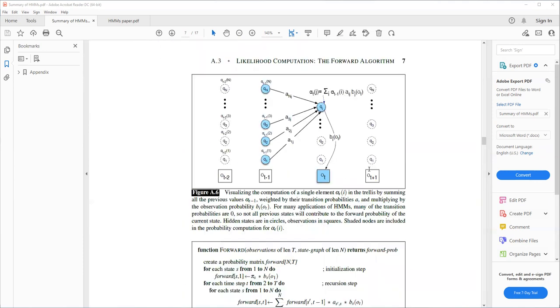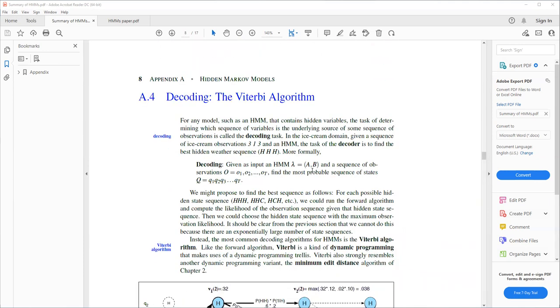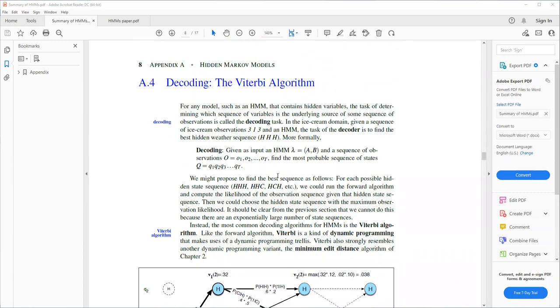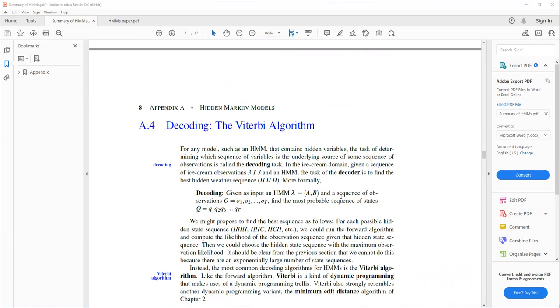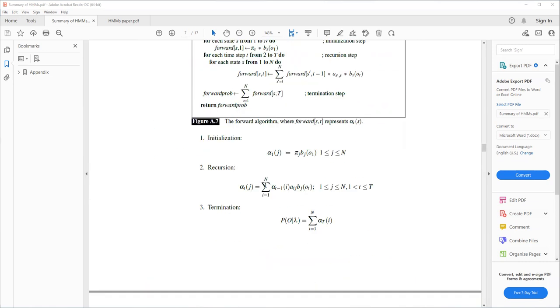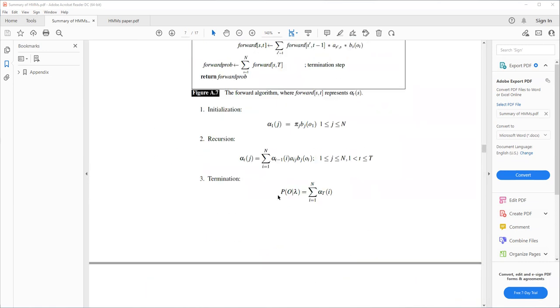So what makes the decoding problem different? Well, there are two major differences. First of all, unlike forward, in this case we don't need to take all paths, but we just need to take the maximum of all paths. So in the earlier case, it was the sum of all paths, and we used the summation sign, as you can see here. So this is the summation of all paths.